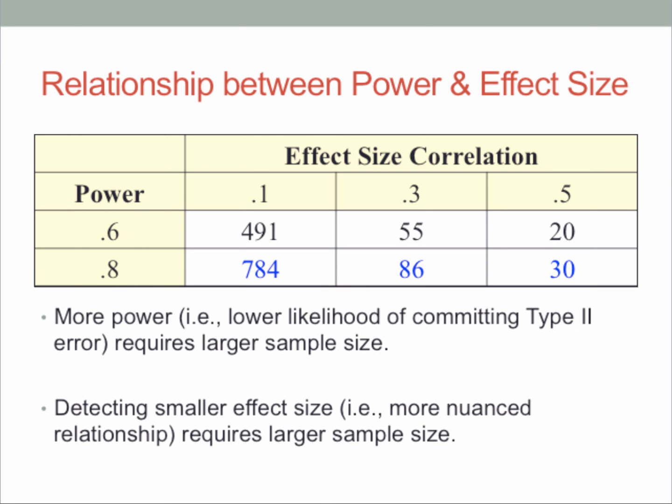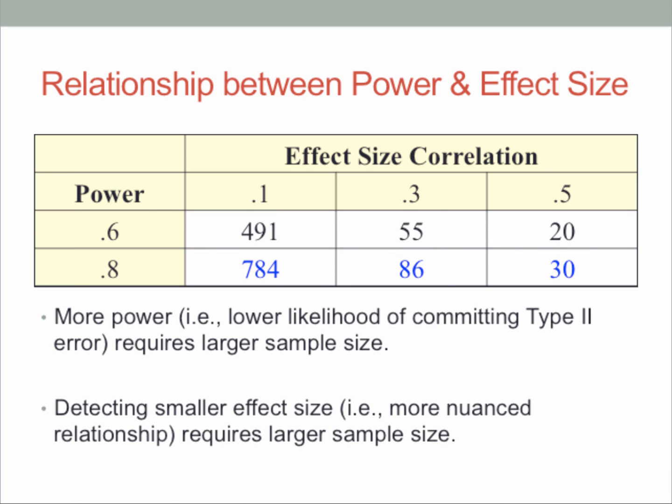To give us some idea of how this comes into play and how it relates to your sample size, if we want to determine power, we have 0.8 and 0.6, which are our rows, and then thinking about our effect size, we have columns of 0.1, which is a small effect, 0.3, which is a medium effect, and 0.5, which is a large effect. These numbers here, 491, 55, 20, 784, 86, 30, this is our sample size.